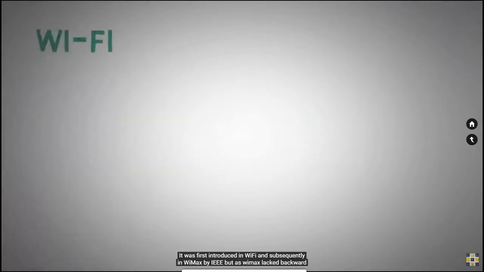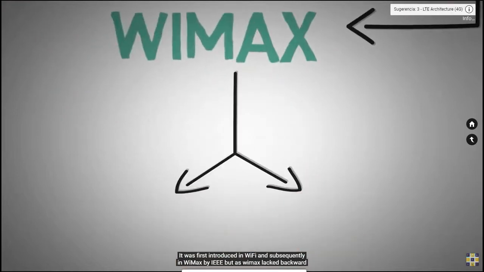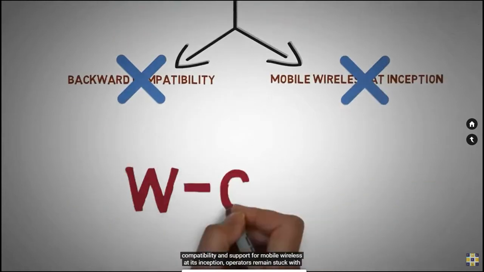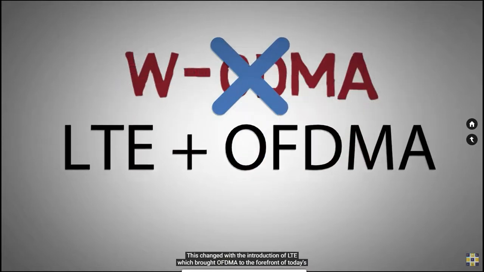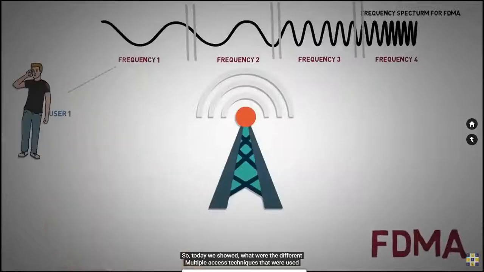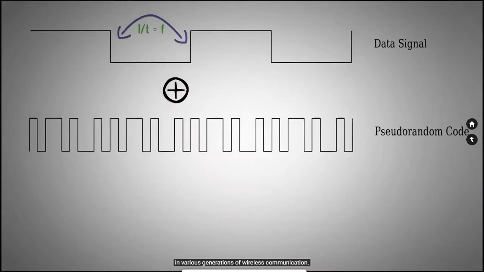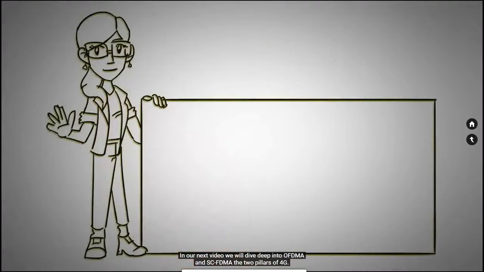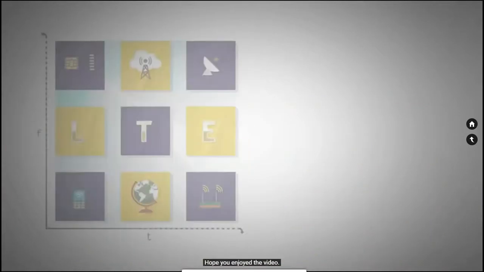It was first introduced in Wi-Fi, and subsequently in WiMAX, by IEEE, but as WiMAX lacked backward compatibility and support for mobile wireless at its inception, operators remained stuck with WCDMA. This changed with the introduction of LTE, which brought OFDMA to the forefront of today's mobile networks. So, today we showed the different multiple access techniques that were used in various generations of wireless communication. In our next video, we will dive deep into OFDMA and SC-FDMA, the two pillars of 4G. Hope you enjoyed the video.